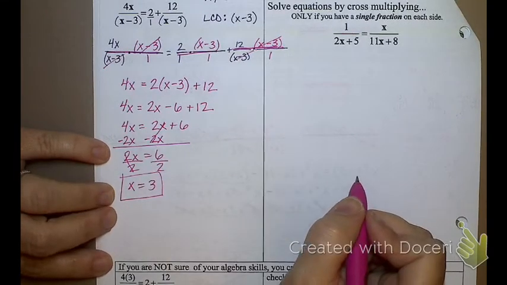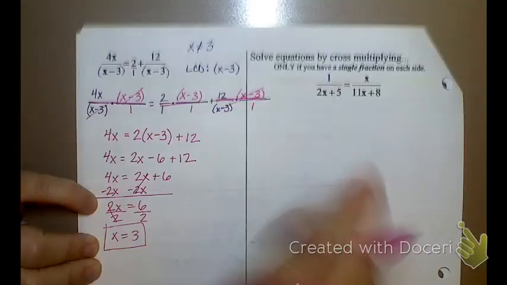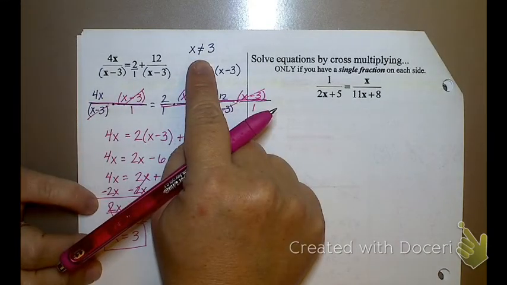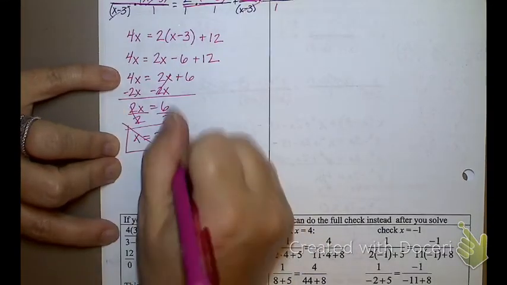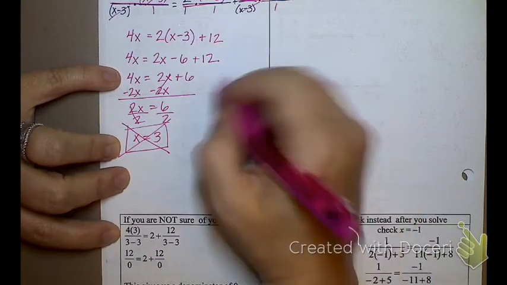No. Why am I not done? Because that's an excluded value. Crap, that was my excluded value, wasn't it? Which means I can't box it. I have to throw it away, which means my answer is what?